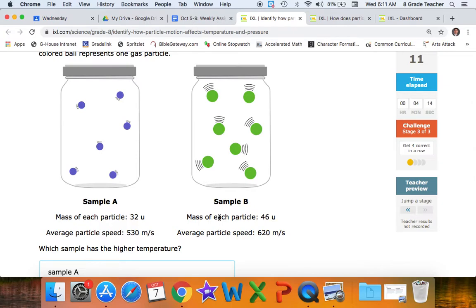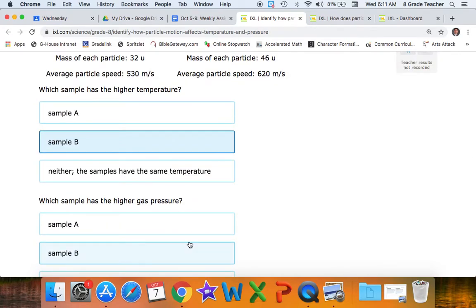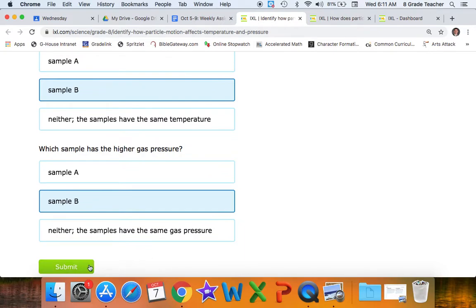Last portion. Mass of each particle, 3246, 53620, which has the higher temperature. Higher speed, higher mass, sample B, which is the higher gas pressure. If it's got the higher temperature, it's got the higher gas pressure. Those are both sample B.